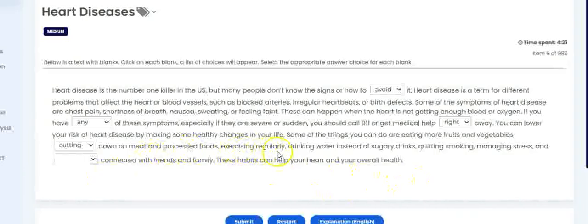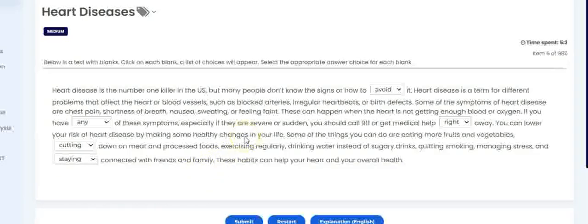Then exercising regularly, drinking water. These are the health benefits we're talking about. Then quitting smoking and managing stress, and dash connected with friends and family. So you need to keep connected or stay connected, right? Staying connected. We don't say finding connected, we say staying connected. We don't say bringing or acting. Finding is when you are searching for something. Bringing means you are bringing some of your friends, but it is saying the word connected. So the more academic one is staying connected with friends and family.